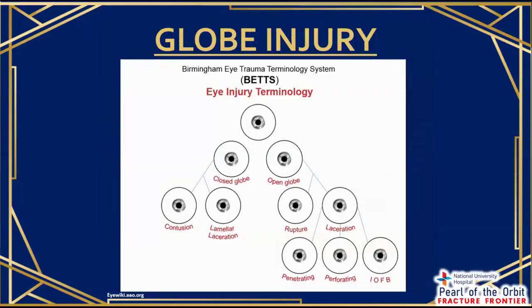G is for globe injury, which can be either closed or open, with definitions of the injury guided by the Birmingham Eye Trauma Terminology System, or BETS. The BETS was created by Kuhn et al. in 1996 to provide a simple, clear definition of all injury types and place the injuries within a comprehensive framework. The BETS also works hand in hand with the OTS, or the Ocular Trauma Score, also derived by Kuhn et al.